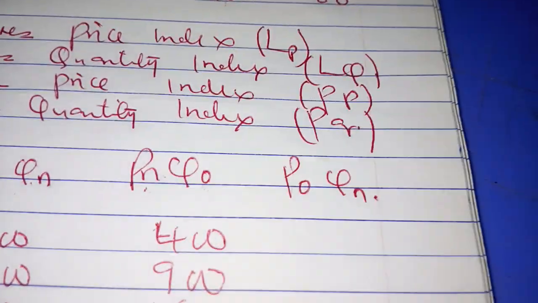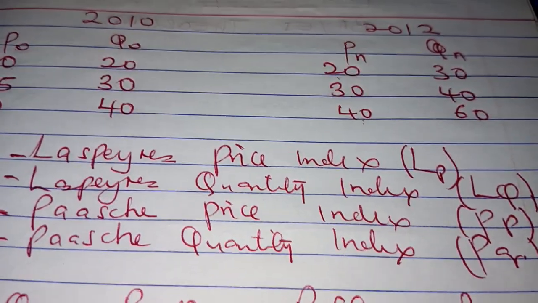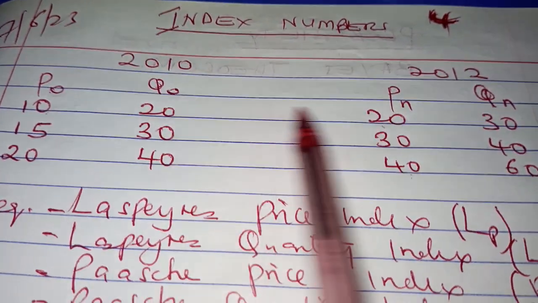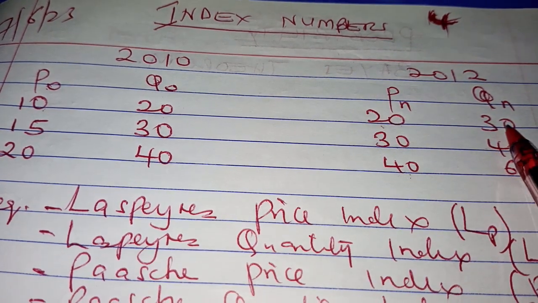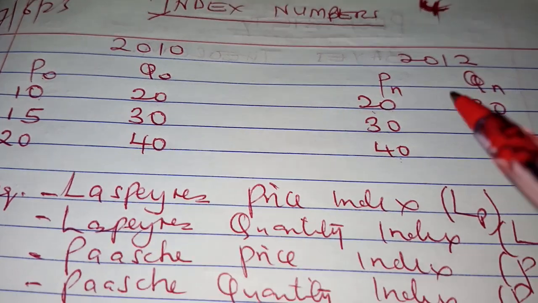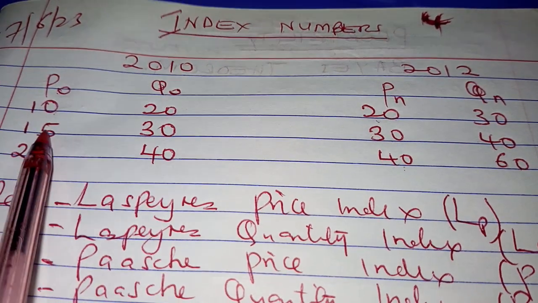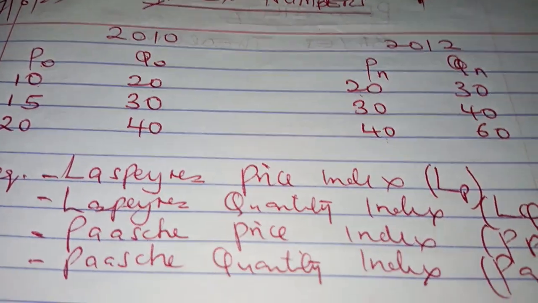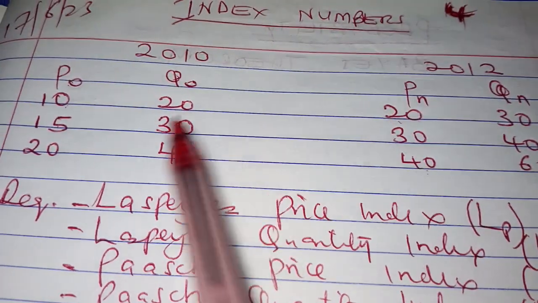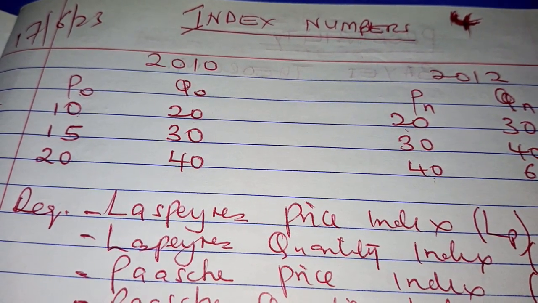Lastly, we shall now look at the POQN. POQN means that we shall be picking the price in the base year: 10 times 30, then 15 times 40, and 20 times 60. So 10 times 30 will give me 300, and then 15 times 40 will be 600, and lastly 20 times 60, that is 1200.